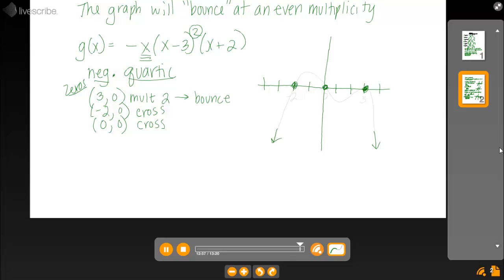I can even start with that if I want, just to kind of give myself a little skeleton there. I know that it had to bounce off the 3, 0. That was this one. I guess I should label these. So bounce, and then it had to cross through and cross through. There we go. There's our negative quartic sketch. Notice these are not super accurate, but they're really good for just getting a general sense of the shape and where the zeros are. Good luck with the practice.